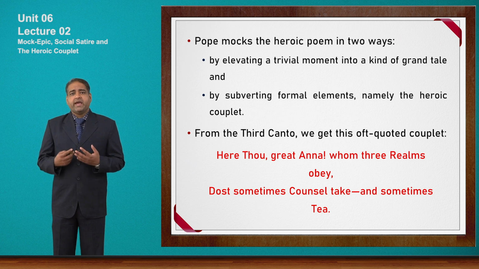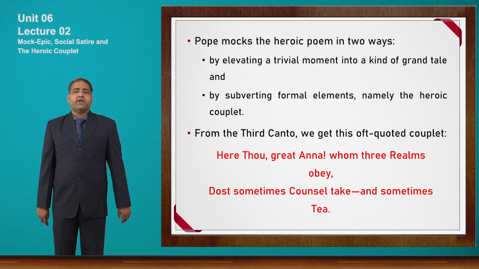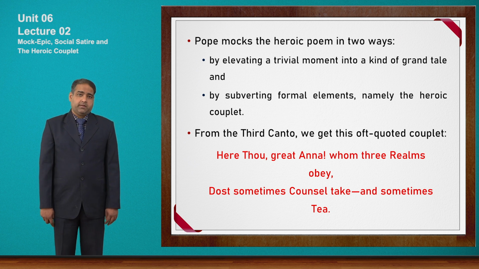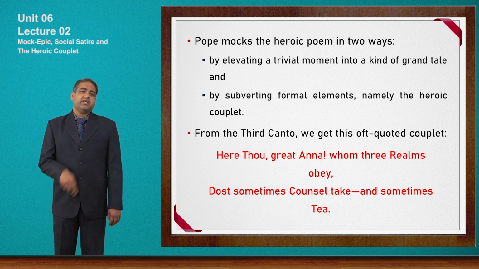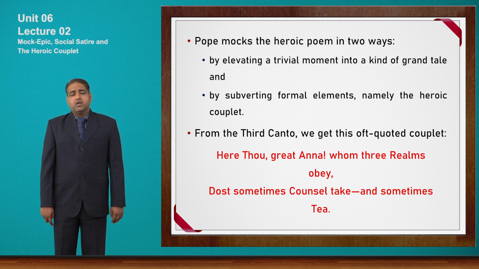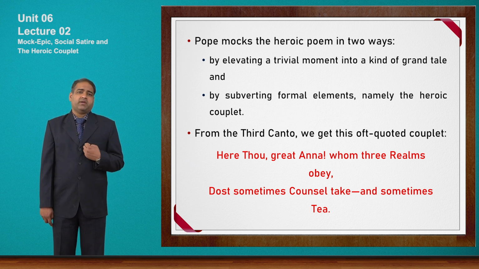First, by elevating the trivial moment into a kind of grand tale, and second, by subverting formal elements, namely the heroic couplets. Friends, Pope has intentionally used the heroic couplet in this poem, The Rape of the Lock, because the heroic couplet is the best form to write a mock epic, to satirize the follies and frivolities of the society.